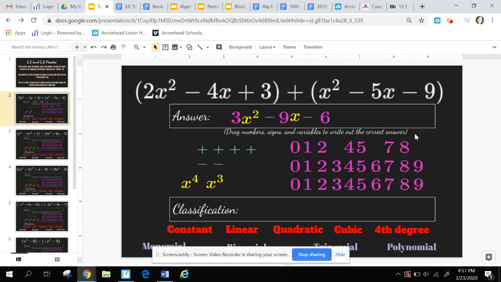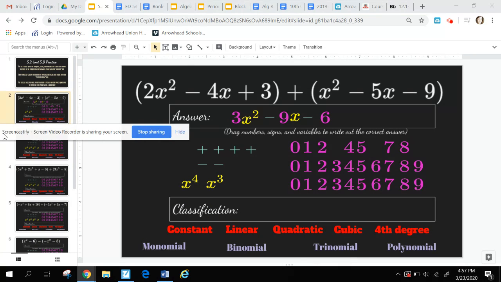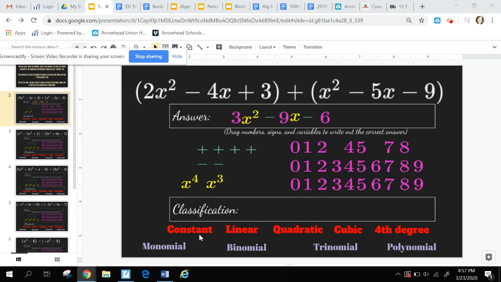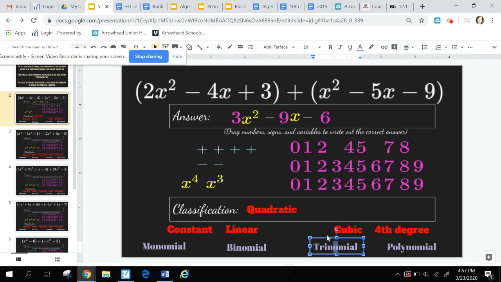Okay. Second thing you have to do then is classify. So you're going to grab some of these options from the bottom. I'm going to slide that out of the way. I have to classify it. So the first thing I have to do is look at the degree. This is degree 2, and we can use one of our function names. So this is going to be a quadratic. And then it has 3 different terms, so it's going to be a quadratic trinomial.